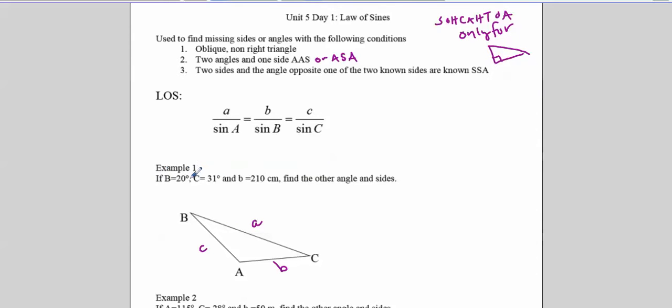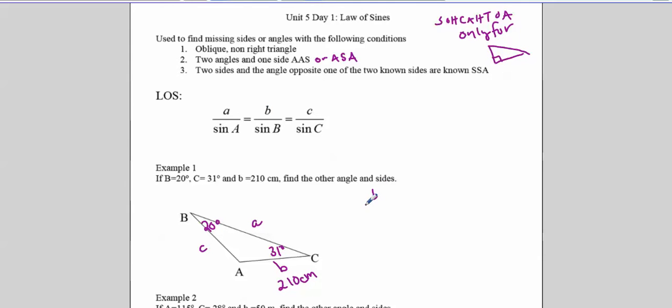Let's look at example 1 and see if we can apply the law of sines to find all the missing information. It tells us that angle B is 20 degrees and angle C is 31 degrees. And then it tells us that side B is 210 centimeters. So I have both pieces of information about B, angle B and side B, so I definitely need to use that one.